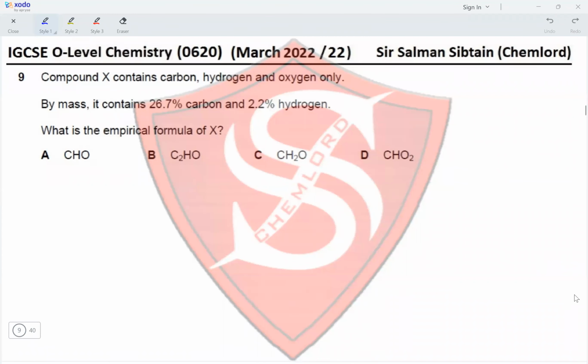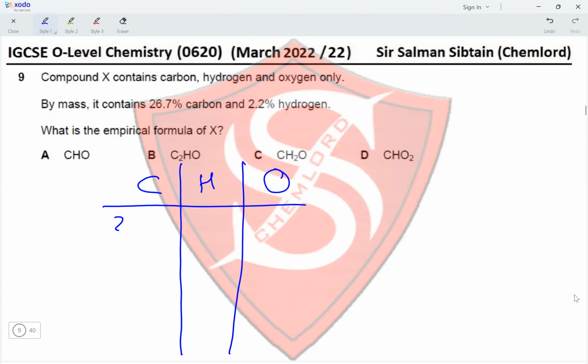Question 9. Compound X contains carbon, hydrogen, and oxygen only. By mass, it contains 26.7% carbon and 2.2% hydrogen. What is the empirical formula of X? Okay, so now we will calculate the empirical formula. So the elements we have are carbon, hydrogen, and oxygen. So the percentage of carbon is 26.7. The percentage of hydrogen is 2.2.